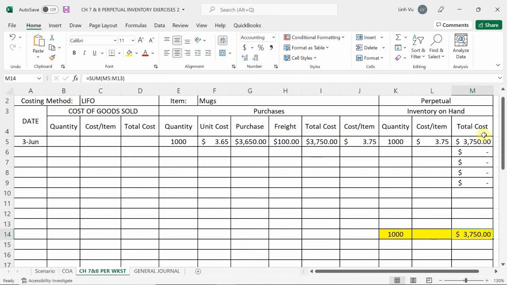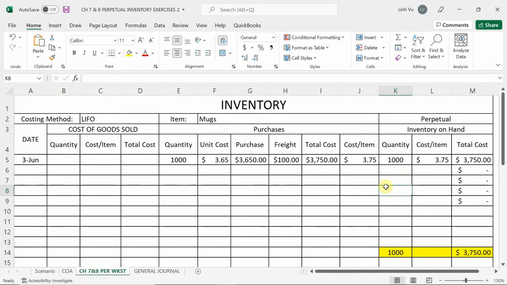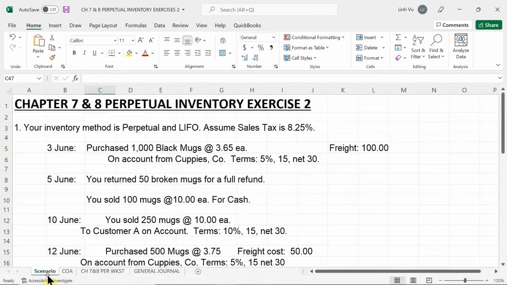Okay. So that's my very first batch of inventory. Let's go ahead and see what happened next. June 5th rolls around and you end up returning 50 of those broken mugs for a full refund.